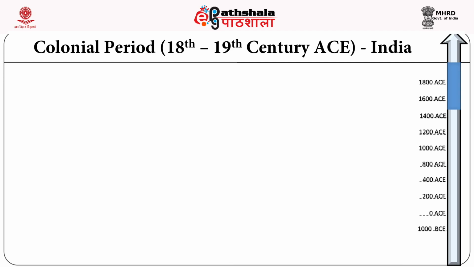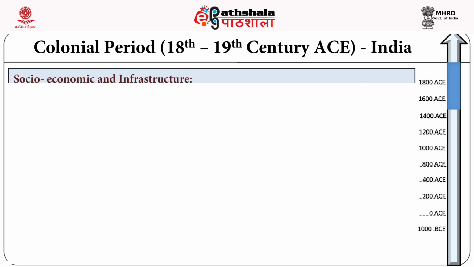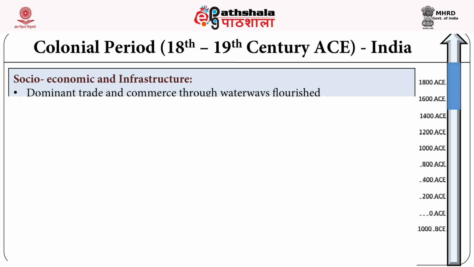About the socio-economic and infrastructural conditions of this time period, we see that trade flourished through waterways. Therefore ports grew, ports which were important and which later developed as port cities. So there was growth in port infrastructure, and therefore the port cities developed. Port infrastructure was developed to make the ports more productive.